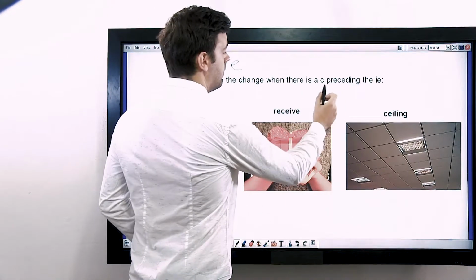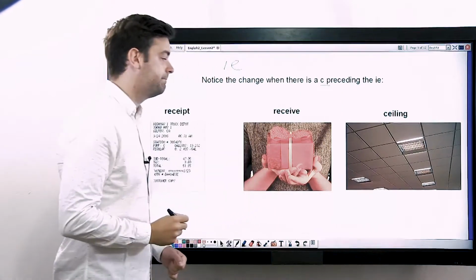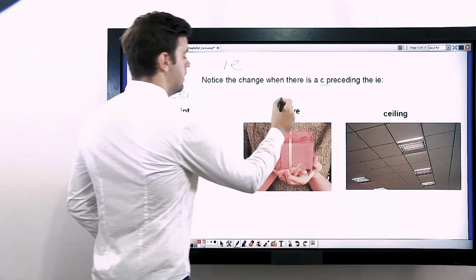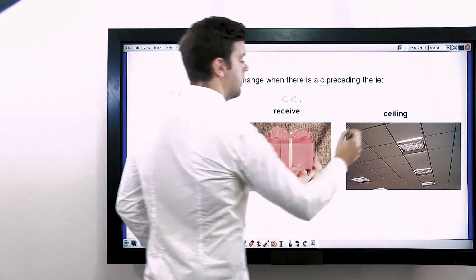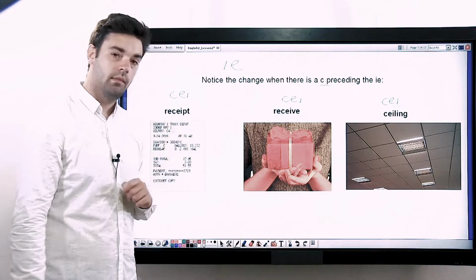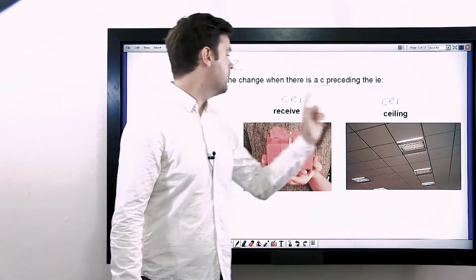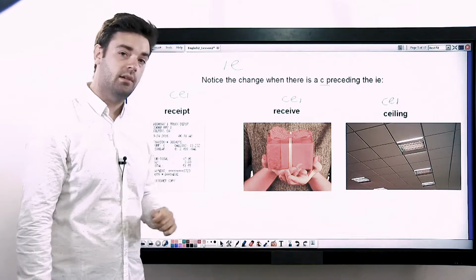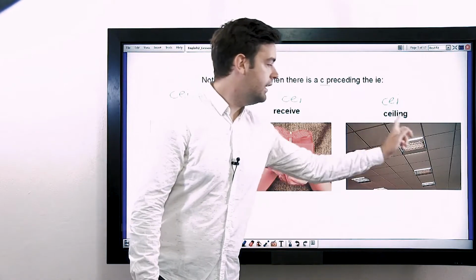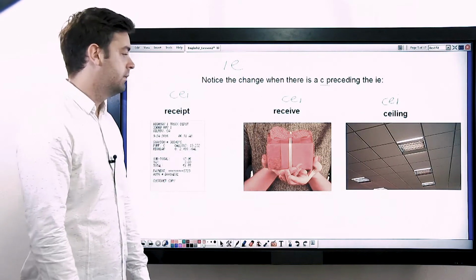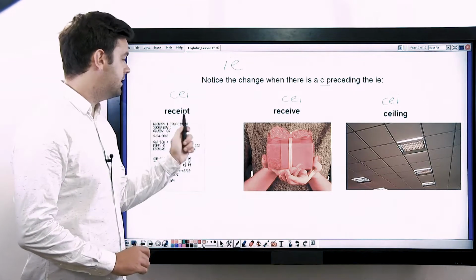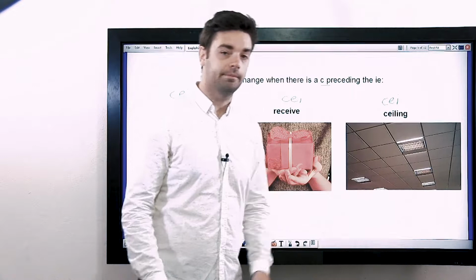But what happens if it comes after C? Here we have C, E, I. C, E, I. So I before E, except after C. So receipt, receive, ceiling. Still got the E sound though. Receipt, receive, ceiling.